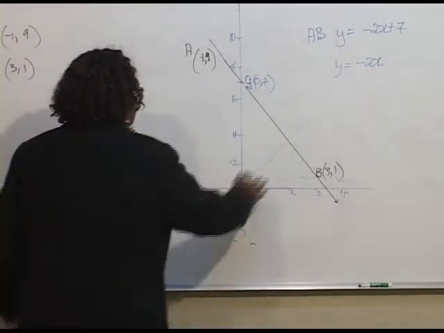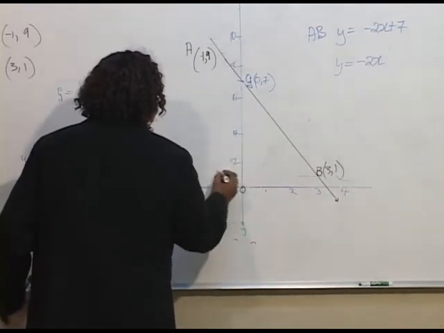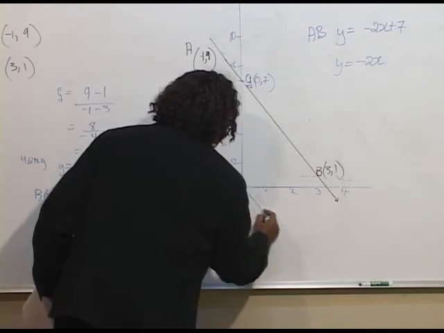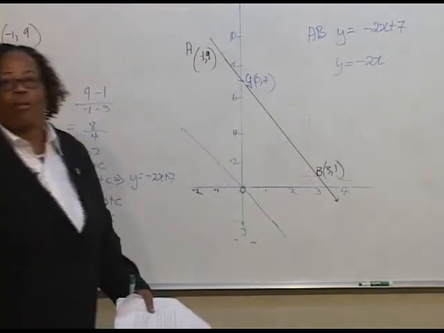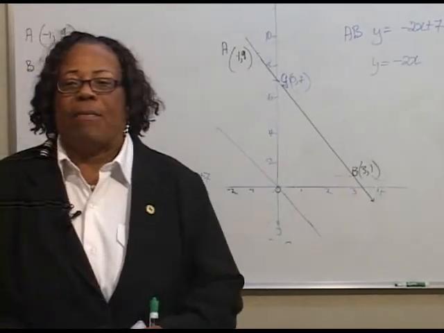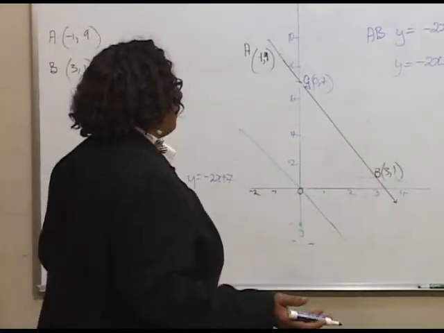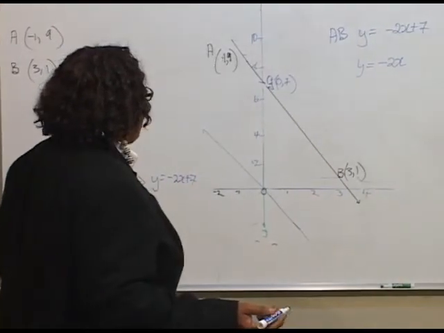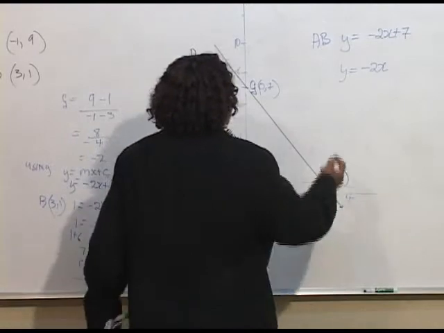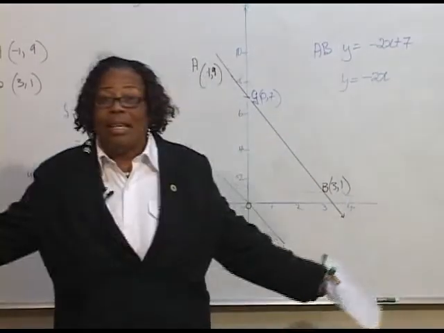But this time, it would not have been coming up because we have a negative gradient, so it would have been going down. Don't forget that you can have an idea of where it is going because of the sign of the gradient, if it's negative or if it's positive. So the equation of the line that's parallel to AB and passes through the origin is just y is equal to negative 2x. Is there any sweat?